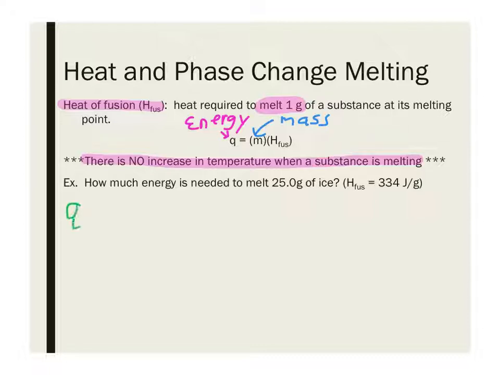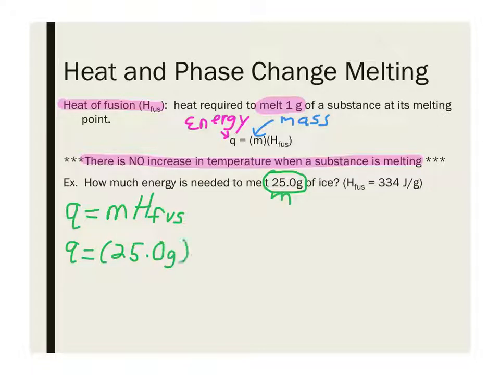Now, let's do an example. How much energy is needed to melt 25 grams of ice, and I have the heat of fusion? Well, I'm going to use the formula Q equals mass times the heat of fusion, or energy is the mass times the heat of fusion. I have 25 grams of ice. There's my mass. I know it's mass because it's grams, so I'm going to plug that in, my 25.0 grams. And then my heat of fusion is 334 joules per gram. And this will let me cancel out those grams.